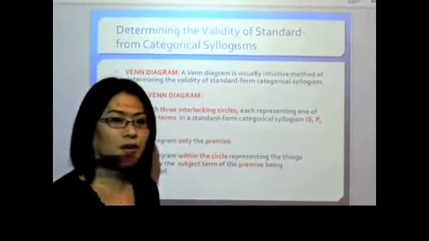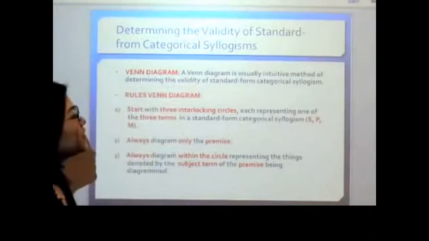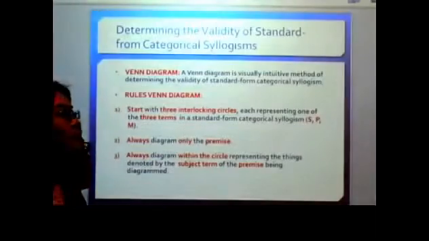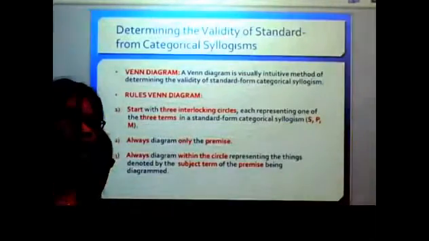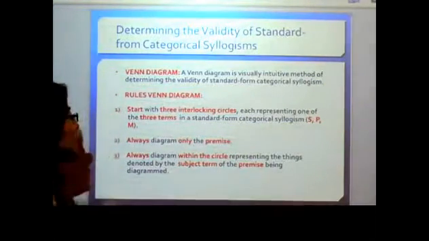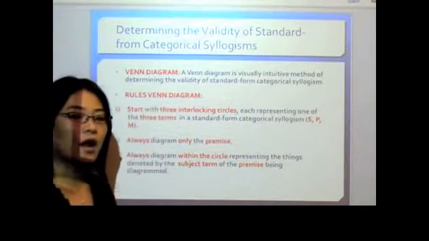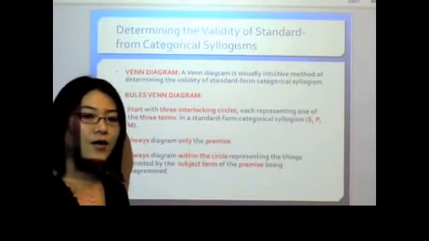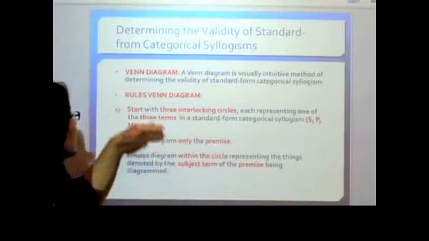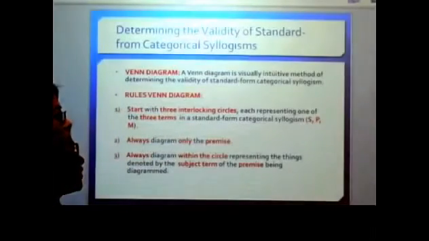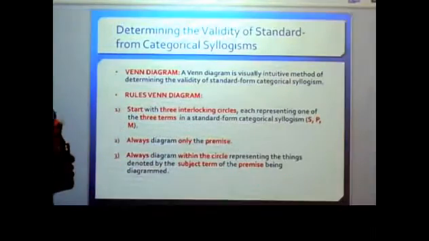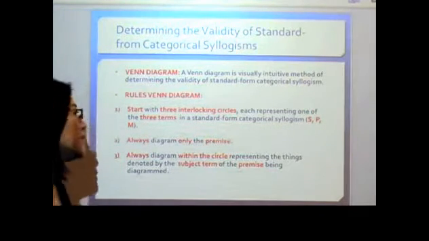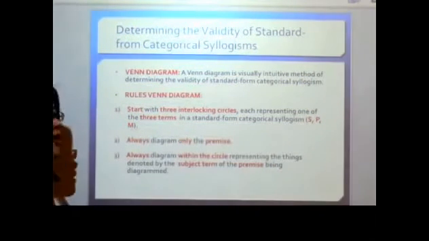So what's a Venn diagram? Okay? A Venn diagram is a visually intuitive method of determining the validity of standard form categorical syllogisms. Okay? And here are the rules for following the Venn diagram method, okay? So you want to start with 3 interlocking circles, each representing one of the 3 terms in a standard form categorical syllogism, the S, the P, and the M, okay?